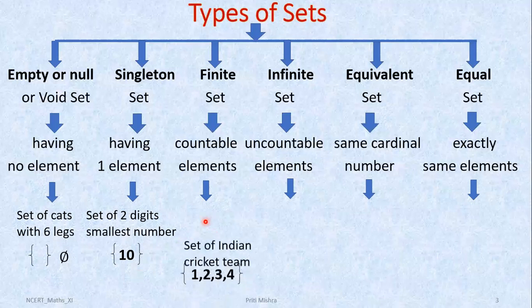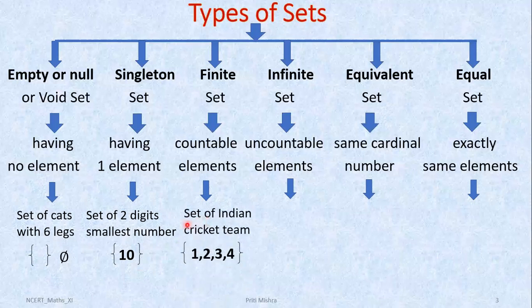Now come to finite set. For this, I can say the set of the Indian cricket team. We have 11 players. We can write down 11 names there. So it will be a finite set. Another example: if I write 1 2 3 4, meaning 4 elements within curly braces, this is an example of a finite set. The set of all students of your school is a countable number, so it represents a finite set. Clear?